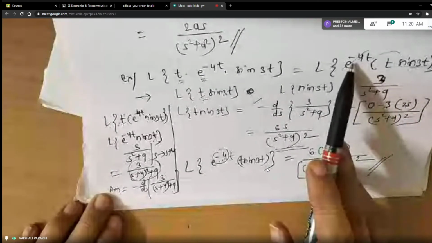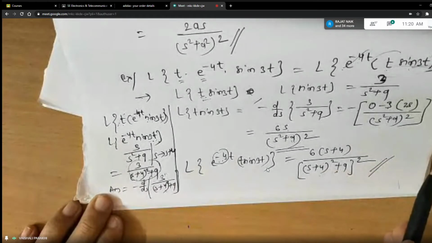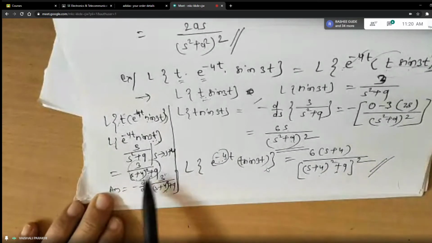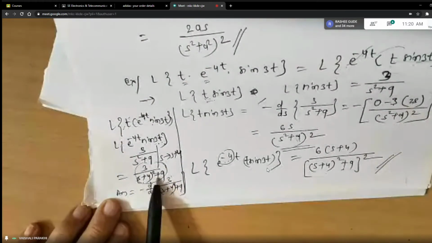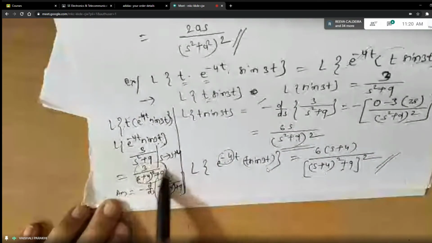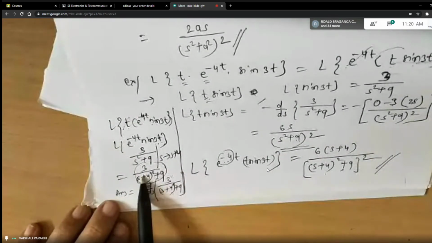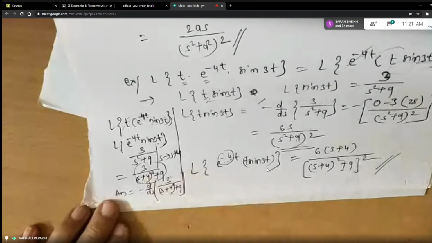Usually I advise to go for first shifting property first, because towards the end, whatever answer you get, you just have to replace s by s plus a or s minus a. In this case, in the beginning only your term is bigger, right? You are replacing s by s plus 4. So this whole thing you have to differentiate using the u by v formula. When you differentiate the denominator, you have to be very careful here.